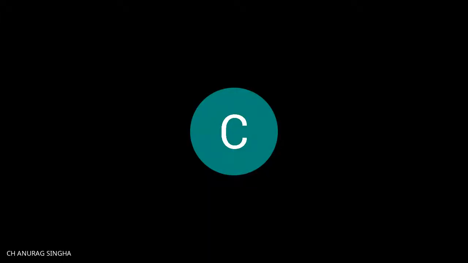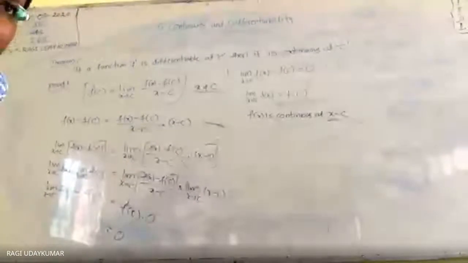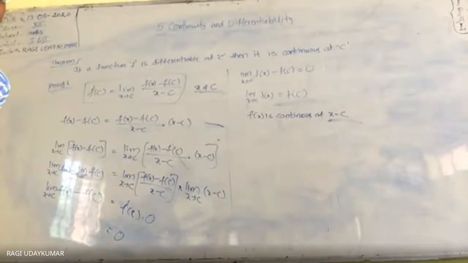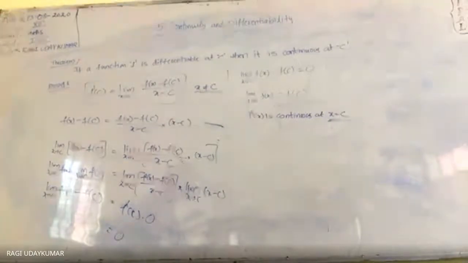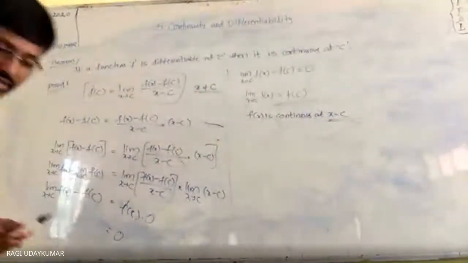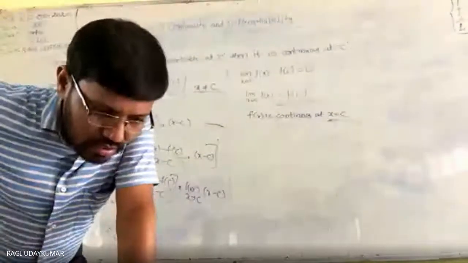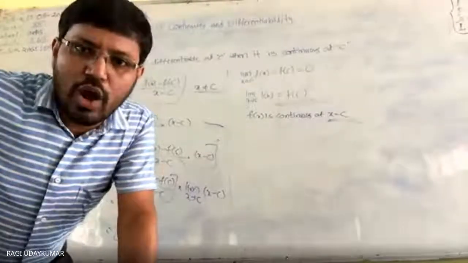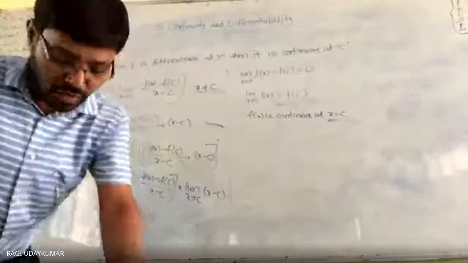Yes, sir. So from this what you can say here is, every differentiable function is continuous. Every differentiable function is continuous. So now we are going to exercise 5.2, and in this exercise you are going to study the derivative of composite functions. Composite function is nothing but what here?